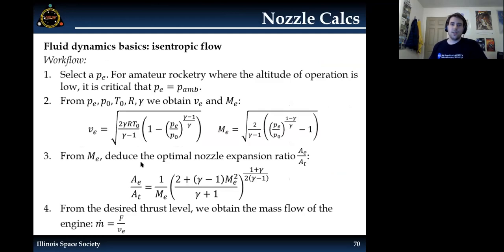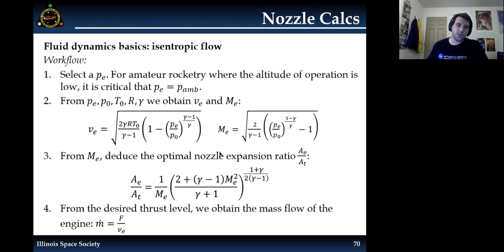Continue. So here are some nozzle calcs, and this will just show you the workflow. If you were to design a nozzle by yourself by hand, you could do it this way, and it shows how you would track through the whole process. We often just use CEA as a shortcut, because it's easier and quicker to get the expansion ratio, for example. But here, you start with PE, which stands for exit pressure. In this case, it'll just be the ambient pressure at sea level.